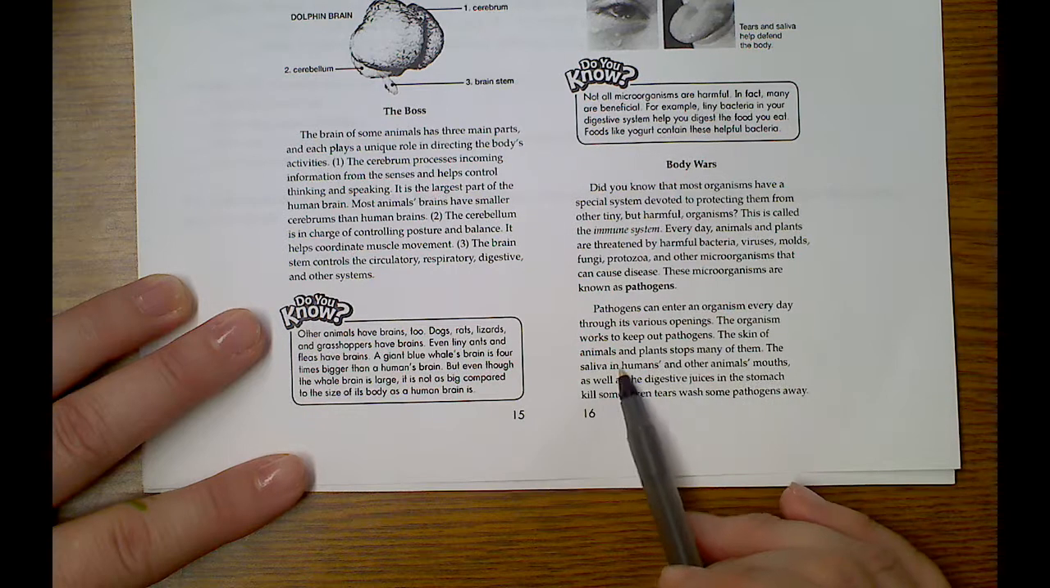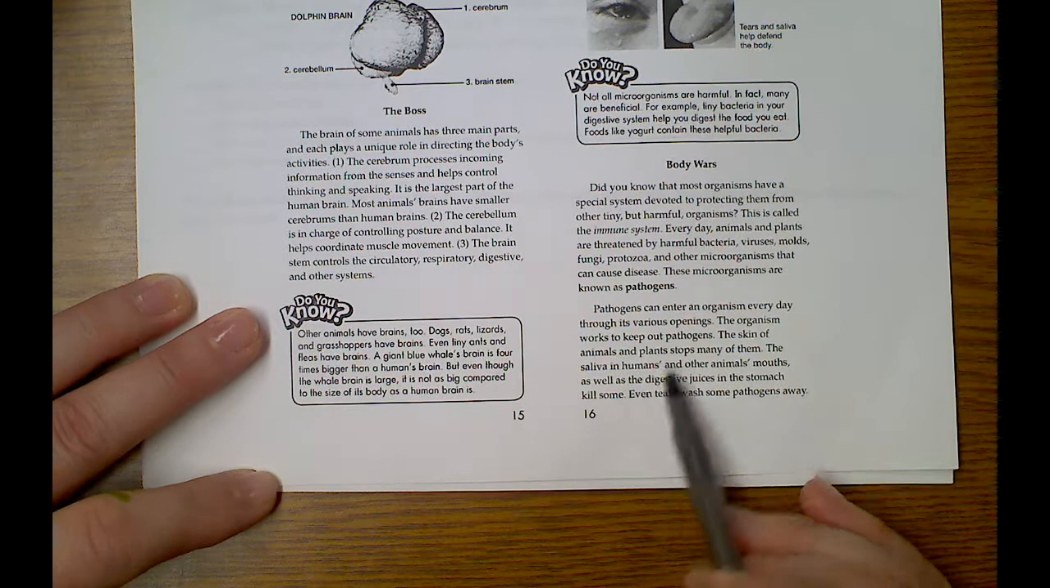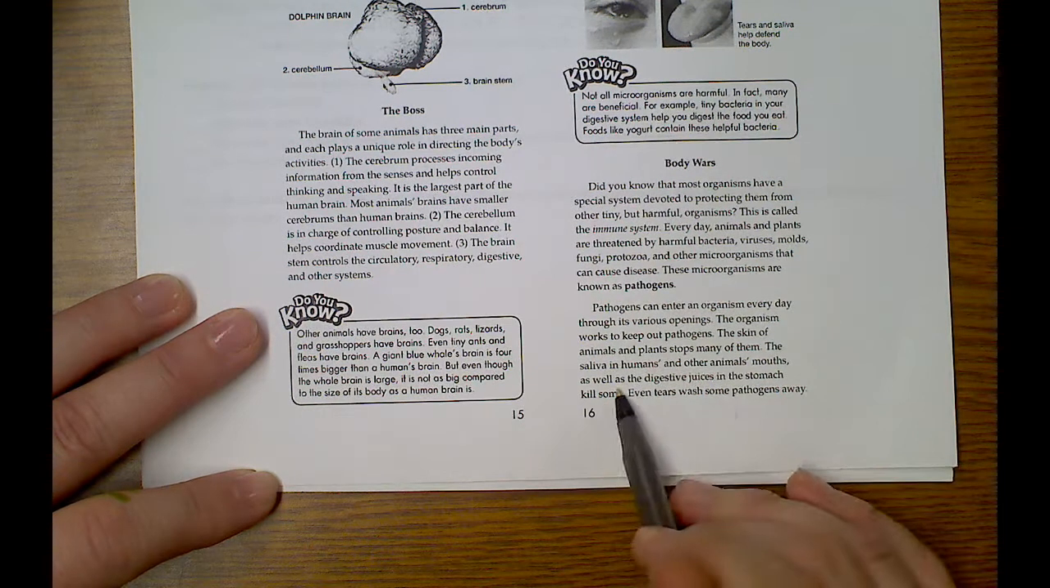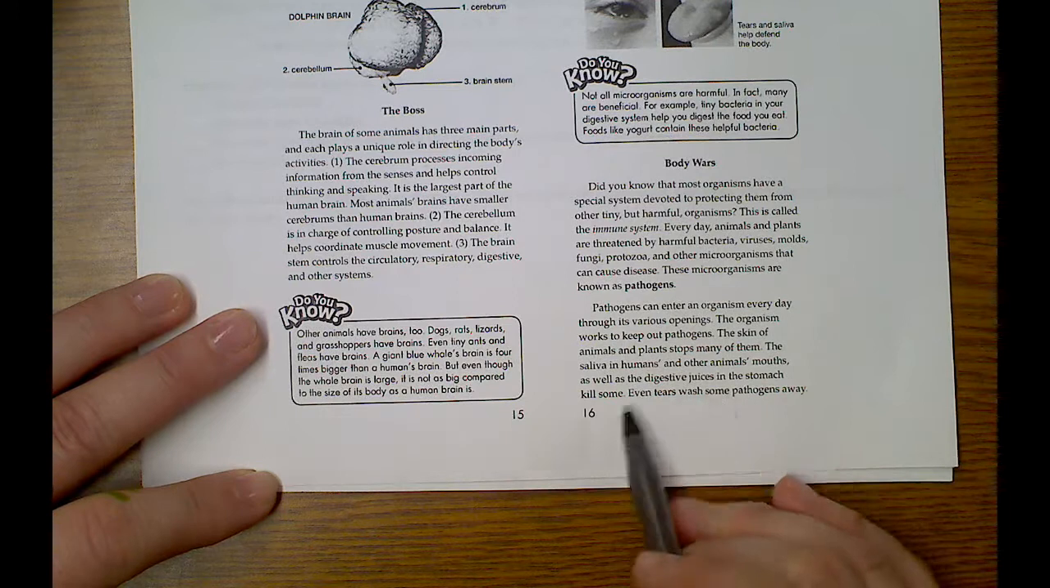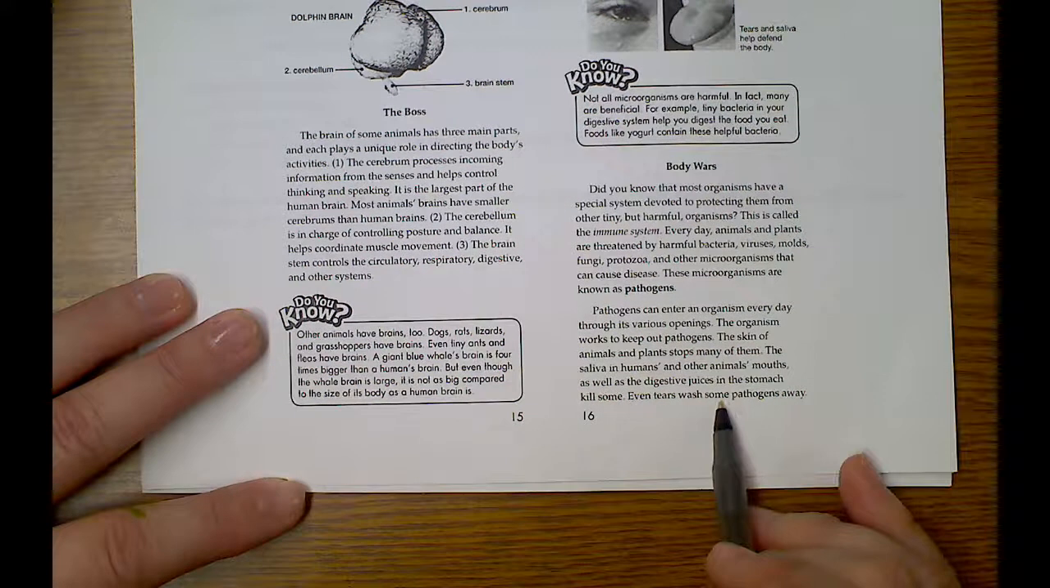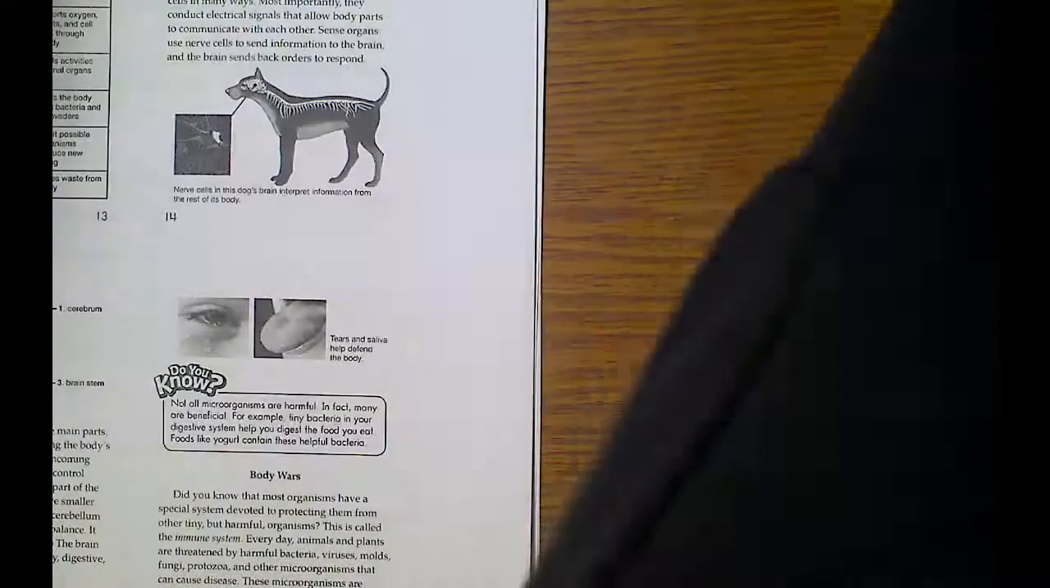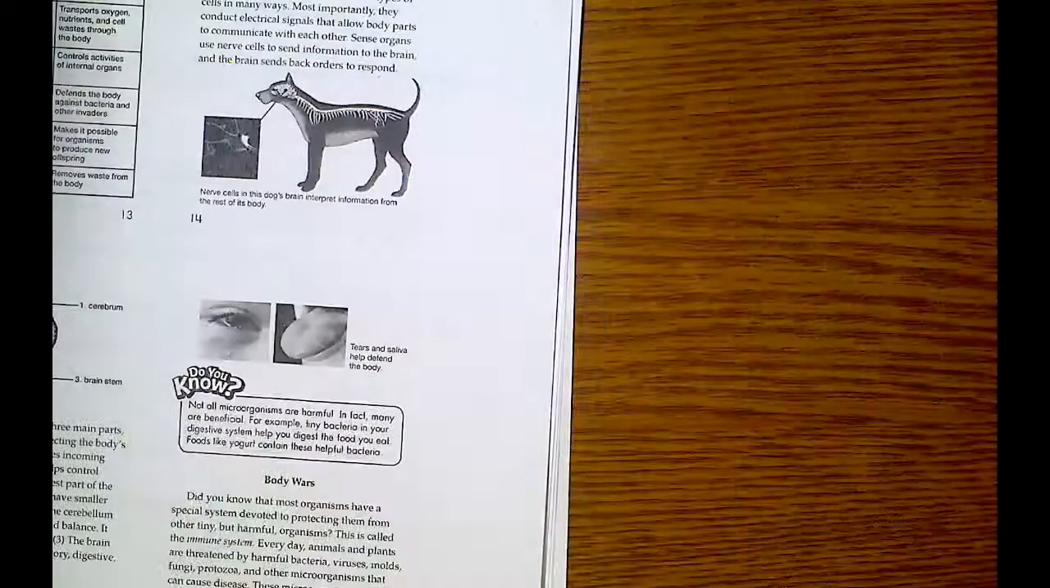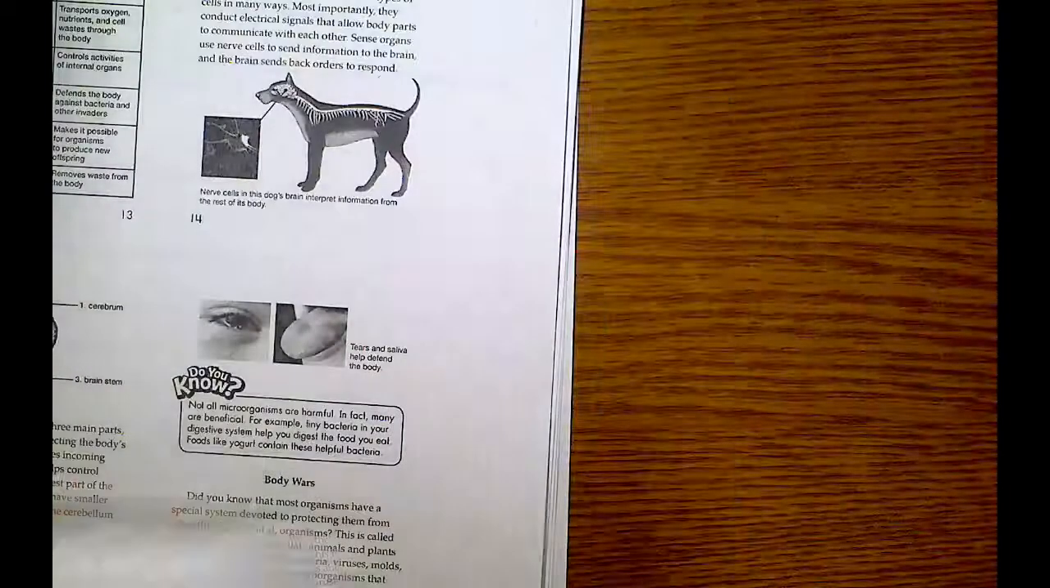The saliva in humans and other animals' mouths, as well as the digestive juices in the stomach, kill some. Even tears wash some pathogens away. So, there are so many facts, I don't even know where to start. I'm going to put this up again so you guys can see my page, and I'll refocus. So it's not that big of a deal.